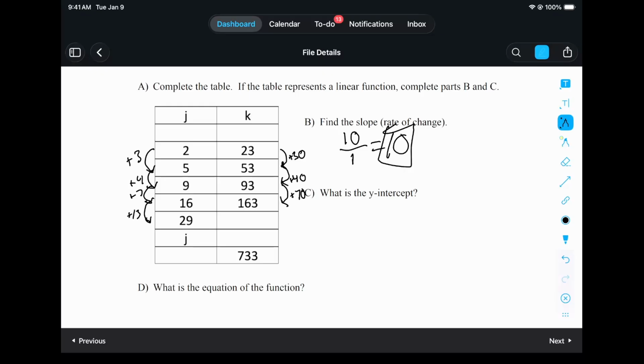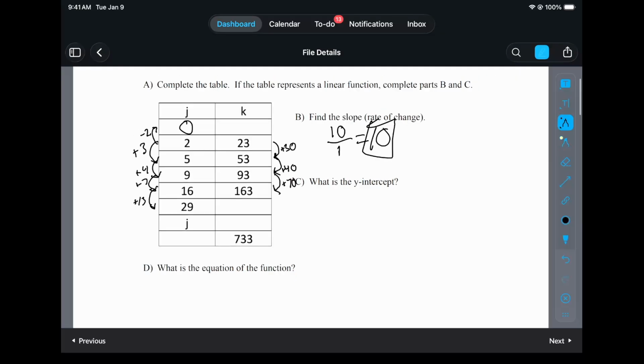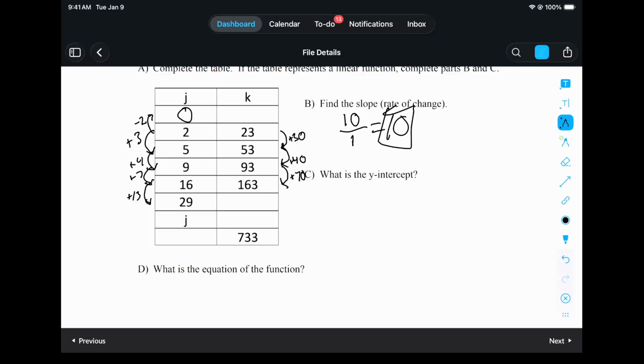And we kind of skipped ahead to B. So let's fill out our table. A big thing that we want in our table is 0, right? So we're going to subtract 2. And since we know that whatever happens to j, 10 times that is going to happen to k, since we subtracted 2, over here we're going to subtract 20. So 23 minus 20 is 3.